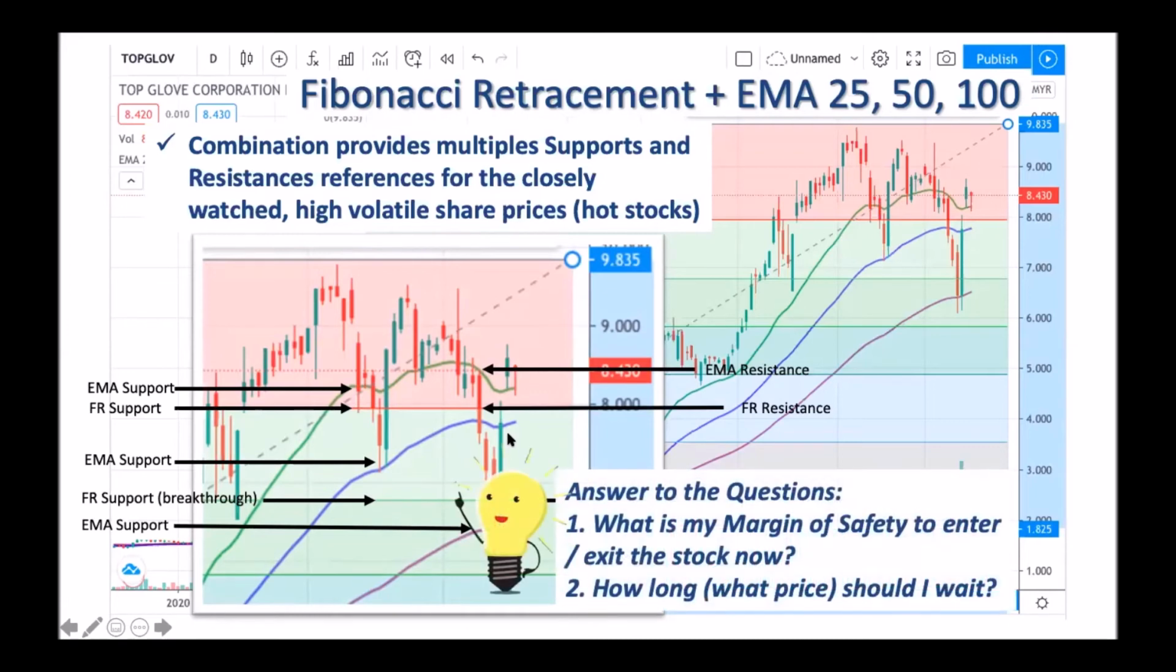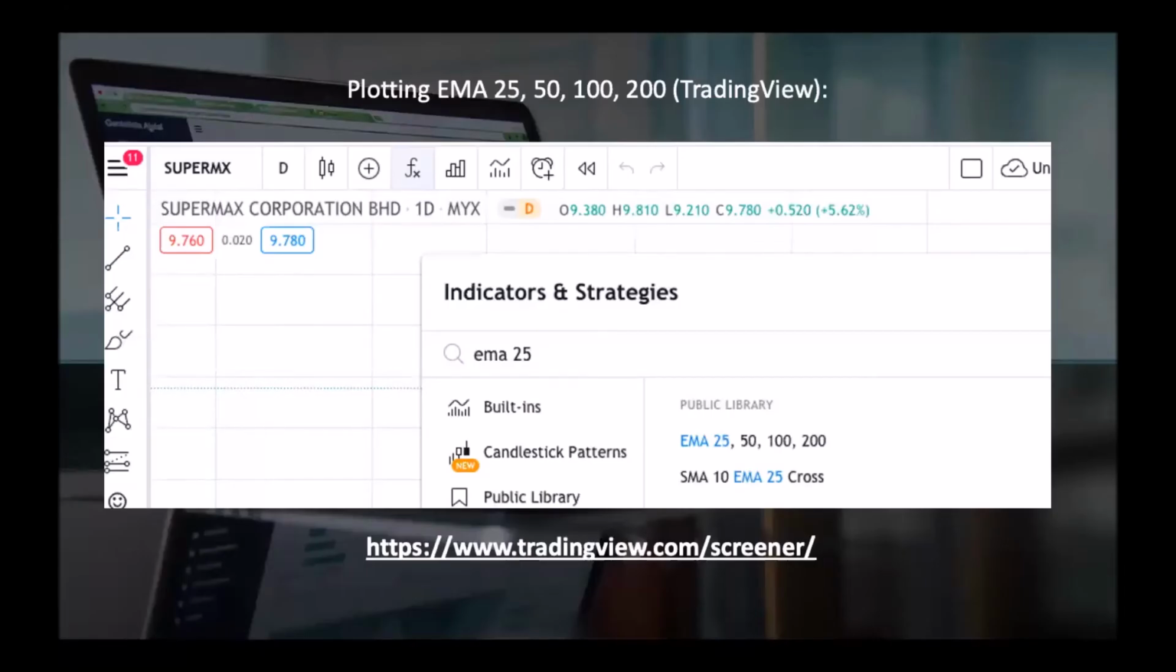So what type of question will this answer? What is my margin of safety to enter or exit the stock now? Should I cut loss now, or should I enter the stock now? And if not, then how long or at what price should I wait? You answer these two important questions. So if you have these questions in mind, then you should look at Fibonacci retracement or EMA. To plot EMA 25, 50, 100, 200, they come in one plot together for four lines. This is in TradingView.